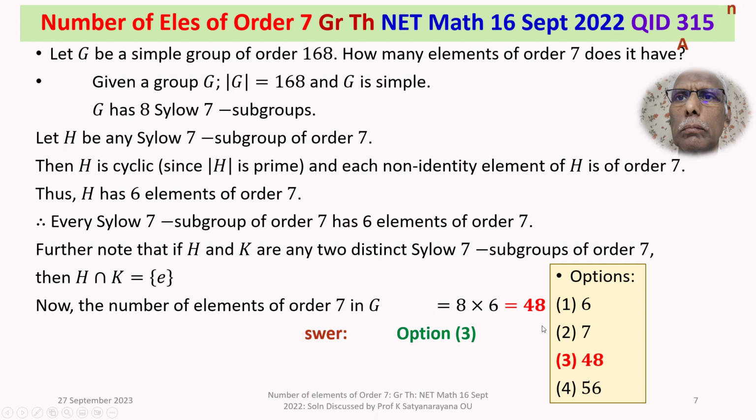So that is the detailed discussion of the solution of the problem from the section group theory, and it is related to the number of elements of order 7 in the given context given in the question.